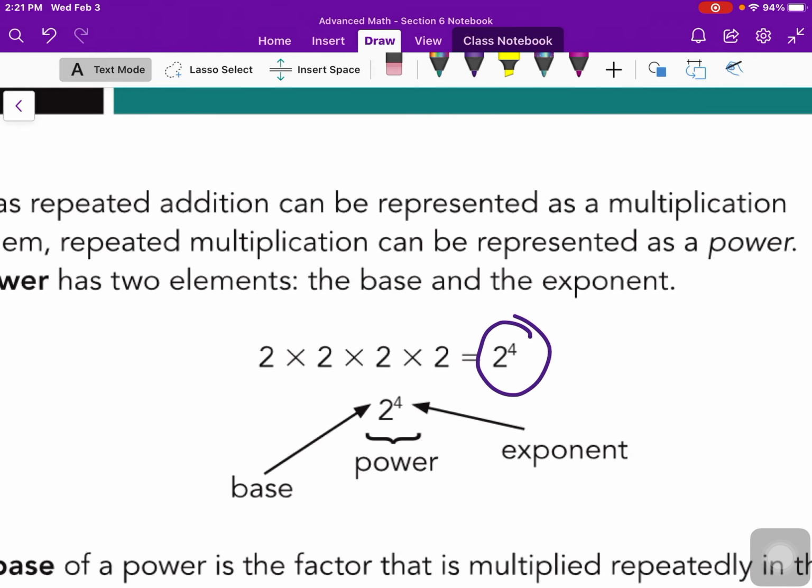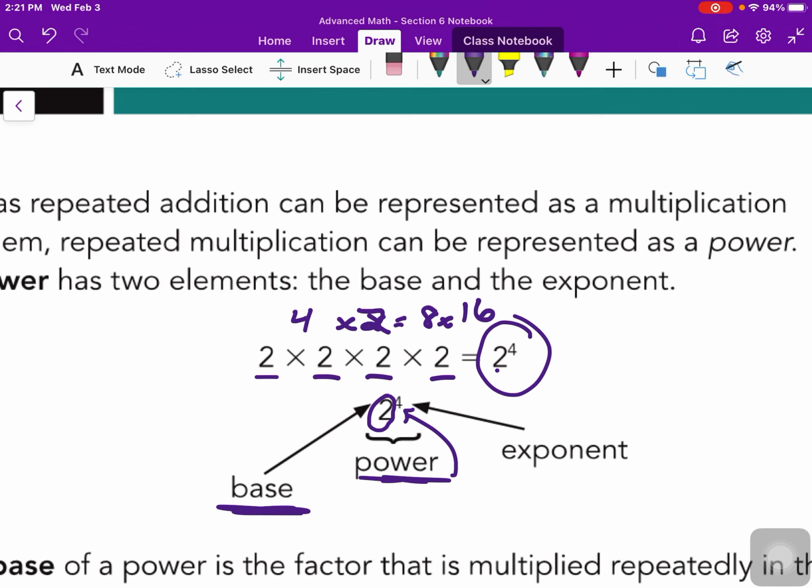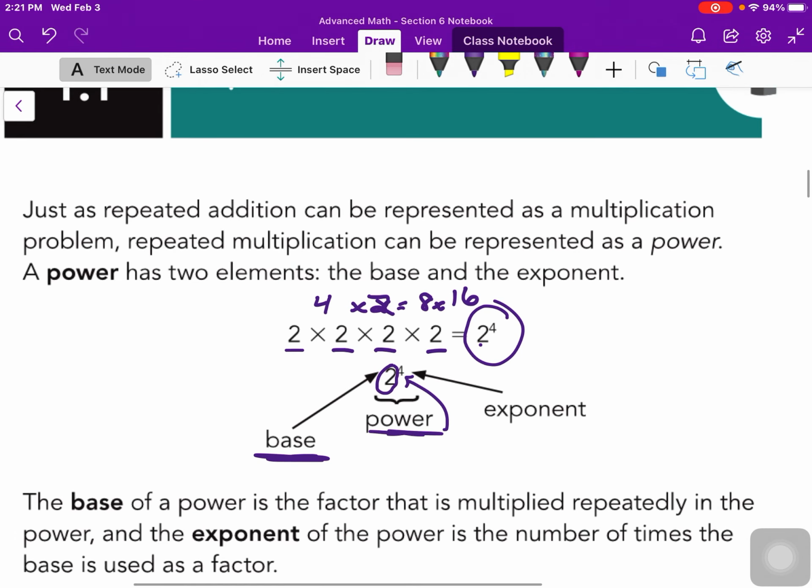Anytime you see, like on our spiral reviews, those little tiny numbers next to a bigger number, we call that an exponent. We call the big number that sits there the base, and the power is whatever number it is. We pronounce this one 2 to the 4th power, and basically it's saying 2 times 2 times 2 times 2. 2 times 2 is 4, 4 times 2 is 8, and 8 times 2 is 16. So 2 to the 4th power equals 16. We can read it 2 to the 4th power, or 2 to the power of 4. This is what we deal with when we deal with exponents.